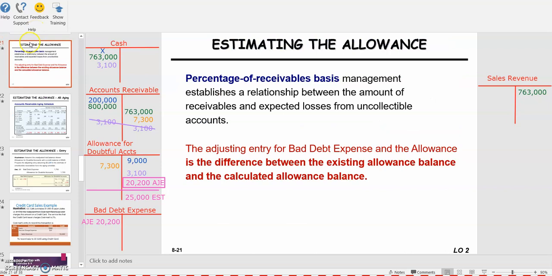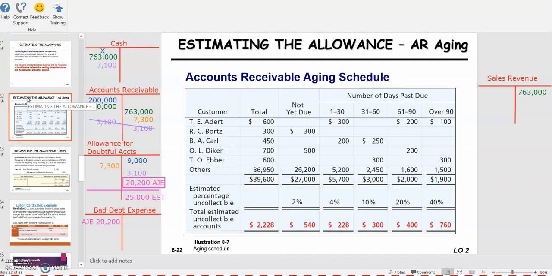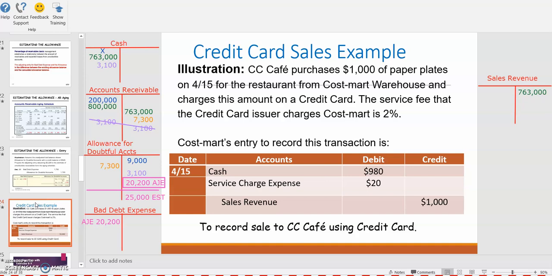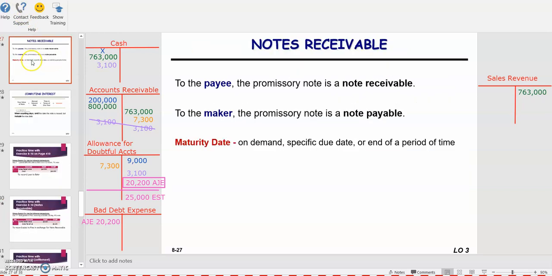There are different methods of estimating the allowance. You can use a percentage of receivables basis, or you can estimate it based on an accounts receivable aging schedule. Please refer to our textbook for details behind these two methods. Our chapter also goes over credit card sales, and basically when we record our sales revenue, we're also going to record the cash, but the cash is going to be reduced by a service charge expense that we need to pay to the credit card issuer.